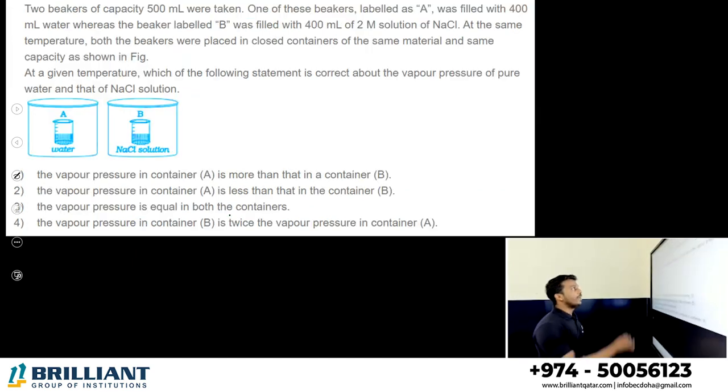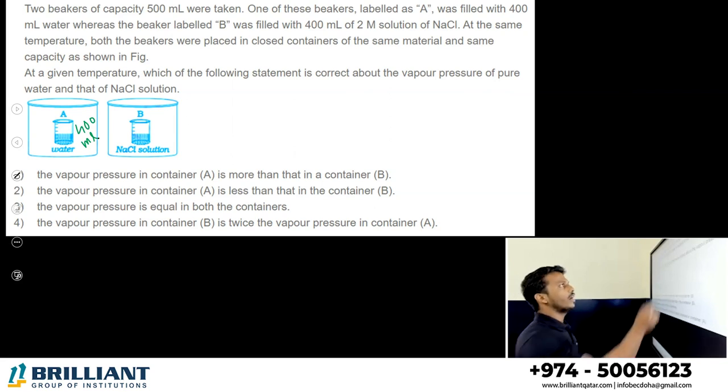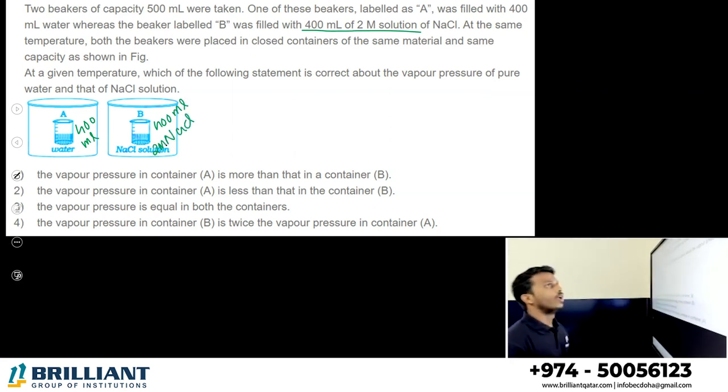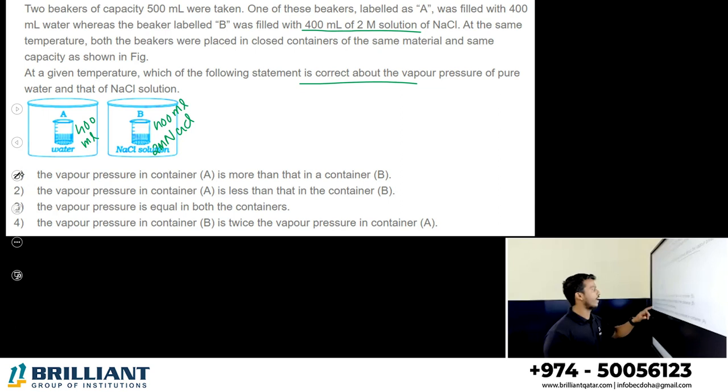Next one. Two beakers of capacity 500 ml, we can see two beakers A and B with a 500 ml total capacity. One of these beakers labeled as A was filled with 400 ml water. Whereas the beaker B was labeled with 400 ml 2 molar NaCl. It contained 400 ml NaCl solution, 2 molar. At the same temperature, both beakers were placed in closed containers of the same material and same capacity as in the figure. At a given temperature, which of the following statements is correct about the vapor pressure of pure water and of NaCl solution?